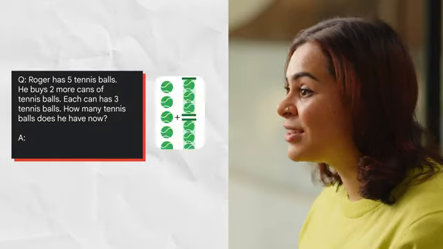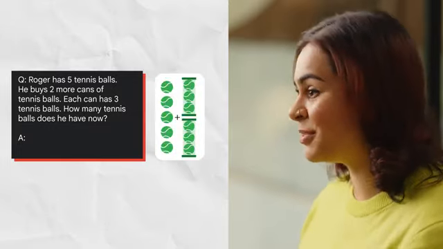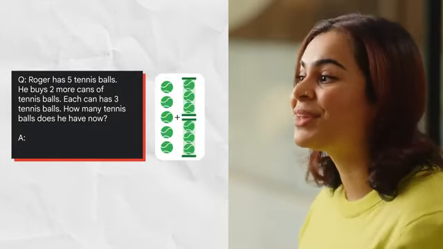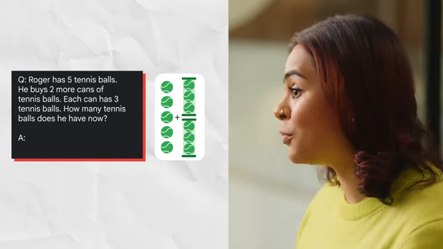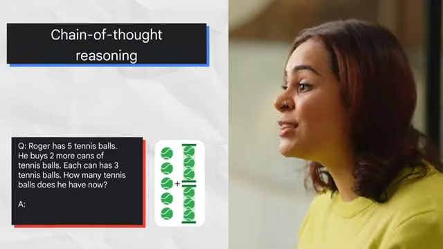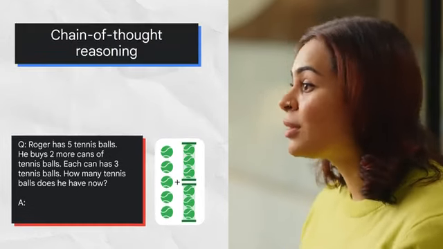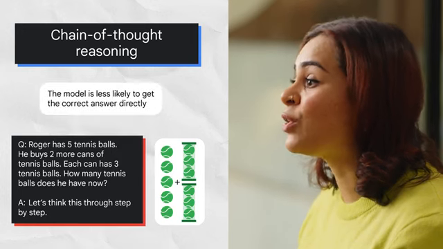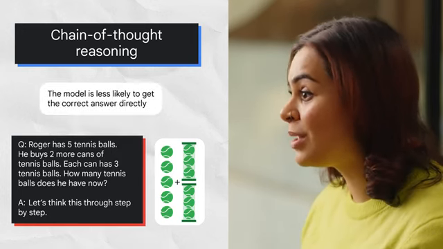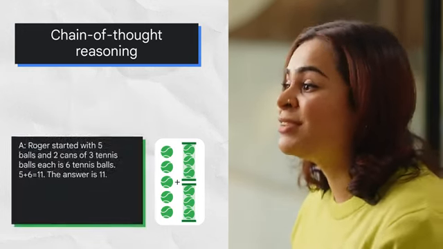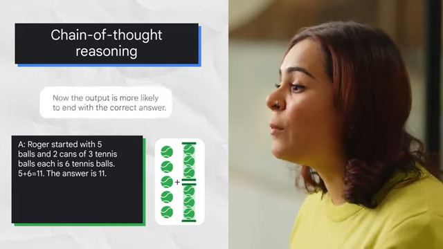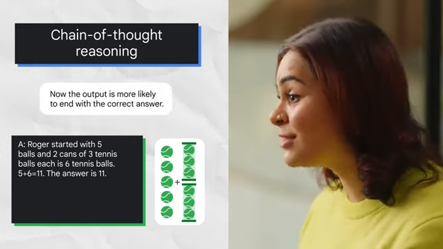Let's look at the question. Roger has 5 tennis balls. He buys 2 more cans of tennis balls. Each can has 3 tennis balls. How many tennis balls does he have now? This question is posed initially with no response. The model is less likely to get the correct answer directly. However, by the time the second question is asked, the output is more likely to end with the correct answer.